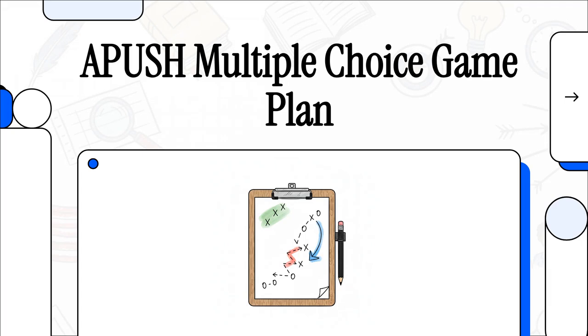All right, let's talk about a game plan. We're diving into the AP US History multiple choice section. And this is a big one, folks. It's worth a massive 40% of your total score. Now, this isn't just about what you know. It's about how you take the test. You need a rock-solid strategy. So let's get right into it.